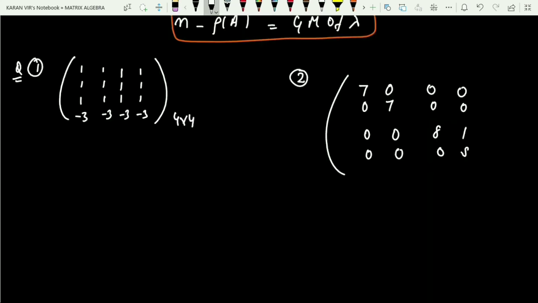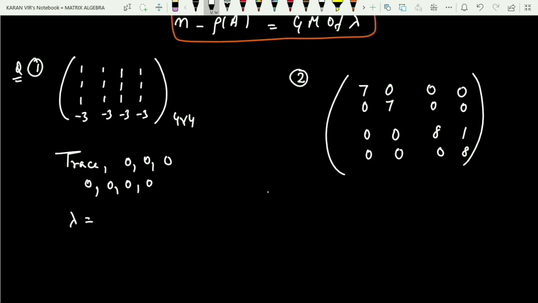Now here I have considered two examples. Let us solve the first example first. Once you convert this matrix into echelon form, you can observe that this is a rank 1 matrix. So the eigenvalues in this case will be the trace, and all the rest of the eigenvalues will be 0. In this case the trace is also 0, because minus 3 plus 1 plus 1 plus 1 is 0. So the eigenvalues are 0, 0, 0, 0. So lambda comes out to be 0 only in this case, with the algebraic multiplicity as 4.